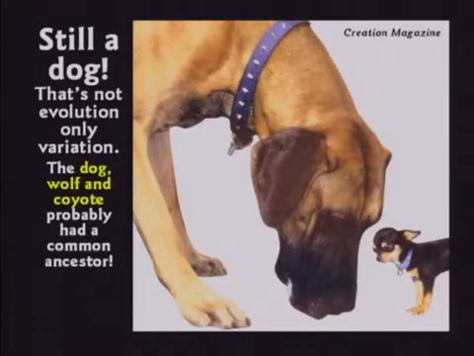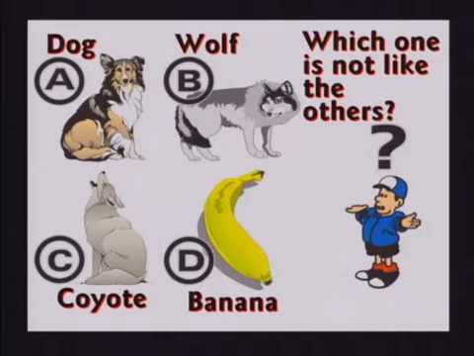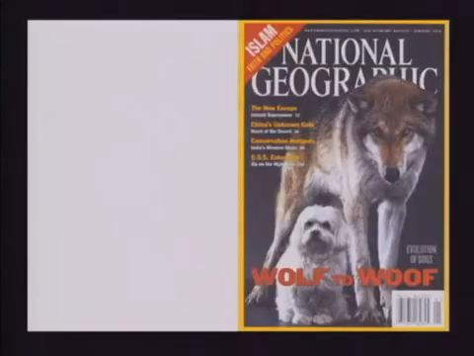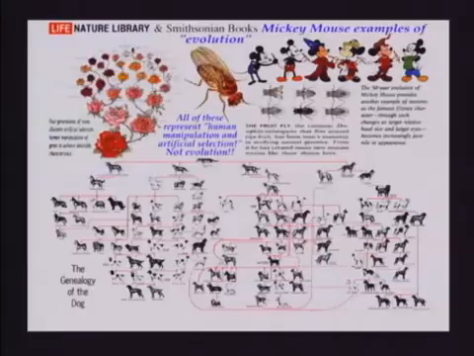We had one try it earlier in the seminar. We had a dog, a wolf, a coyote, and a banana. We asked the 5-year-old, which one is not like the others? He got it right away. The banana. See, the Bible says they bring forth after their kind. National Geographic here has an article, From Wolf to Woof, how the dog evolved from a wolf. I don't argue with that. It probably did. But it's still the same kind of animal. Here's Mickey Mouse evolving.